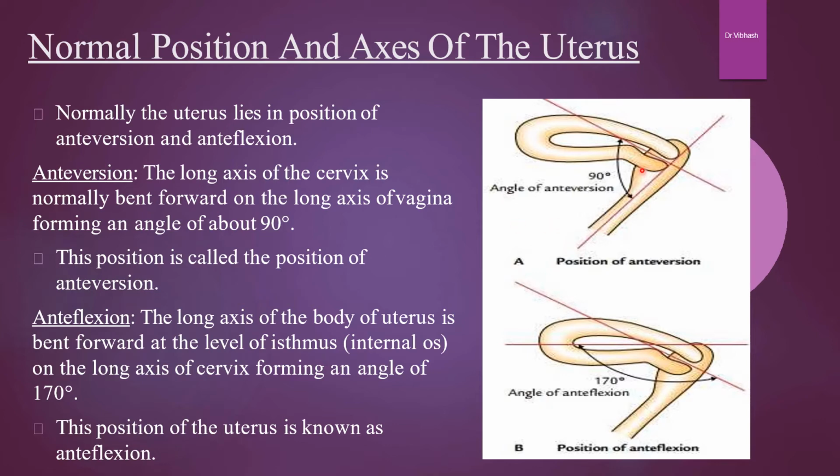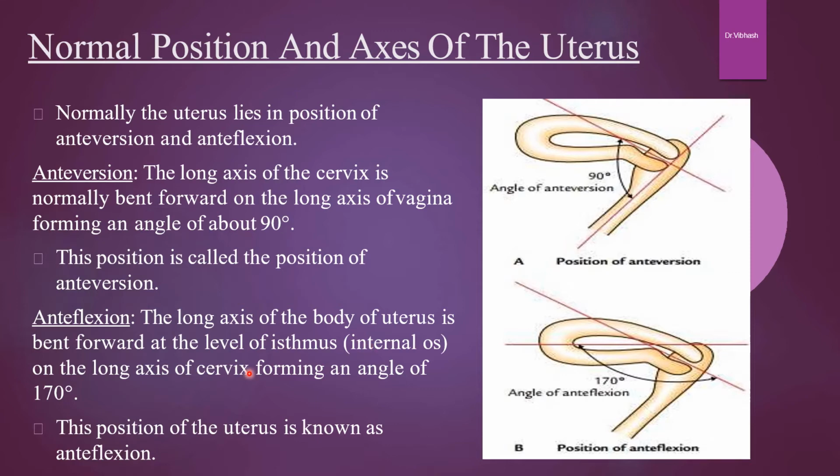Here you can see this is the cervix. We can draw an imaginary line forming a long axis of cervix. And through the vagina we can draw another imaginary line, and that is the long axis of vagina. There is an angle of 90 degrees between these two long axes, and that is called the angle of anteversion. And this is the normal position of uterus in the normal human body, and that is called the position of anteversion.